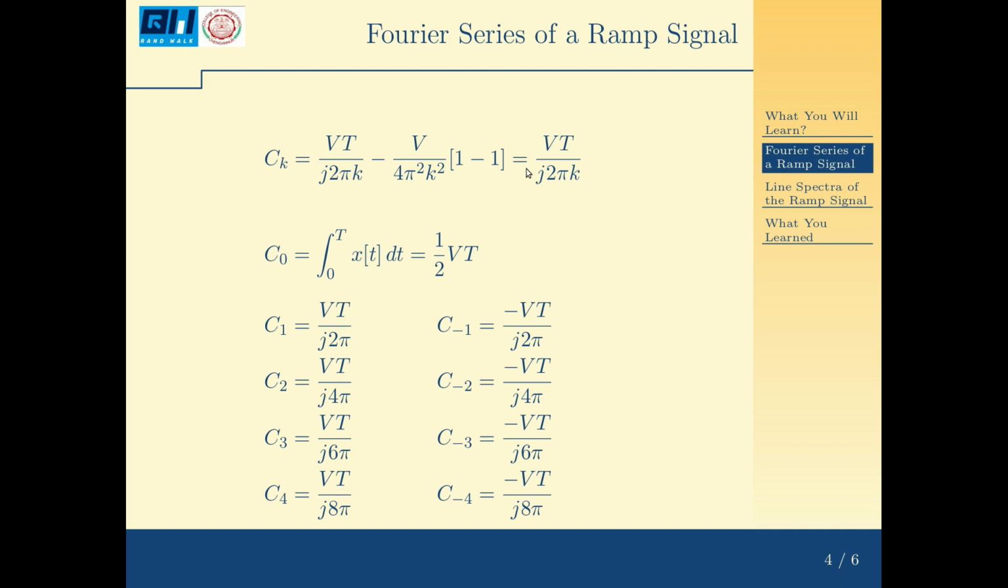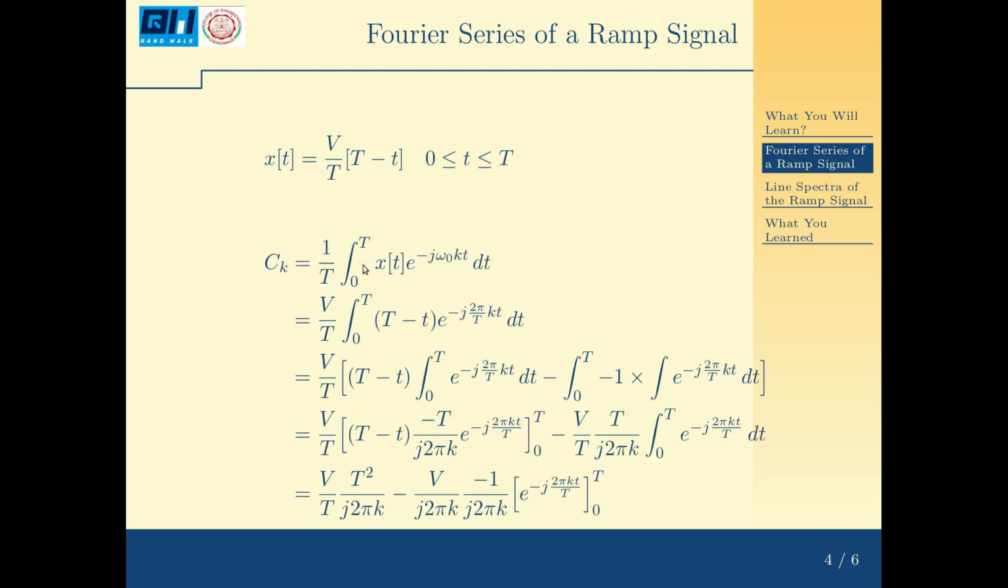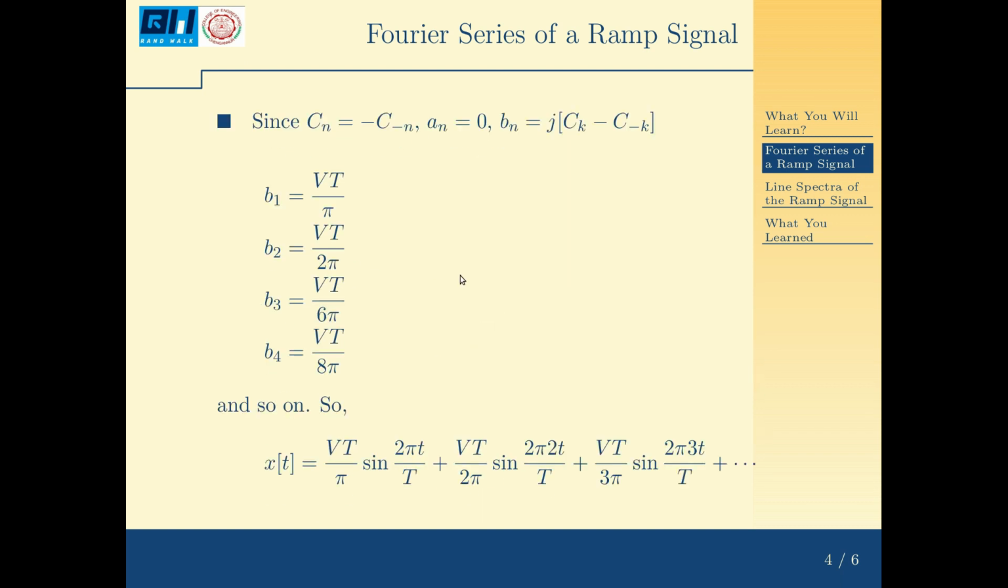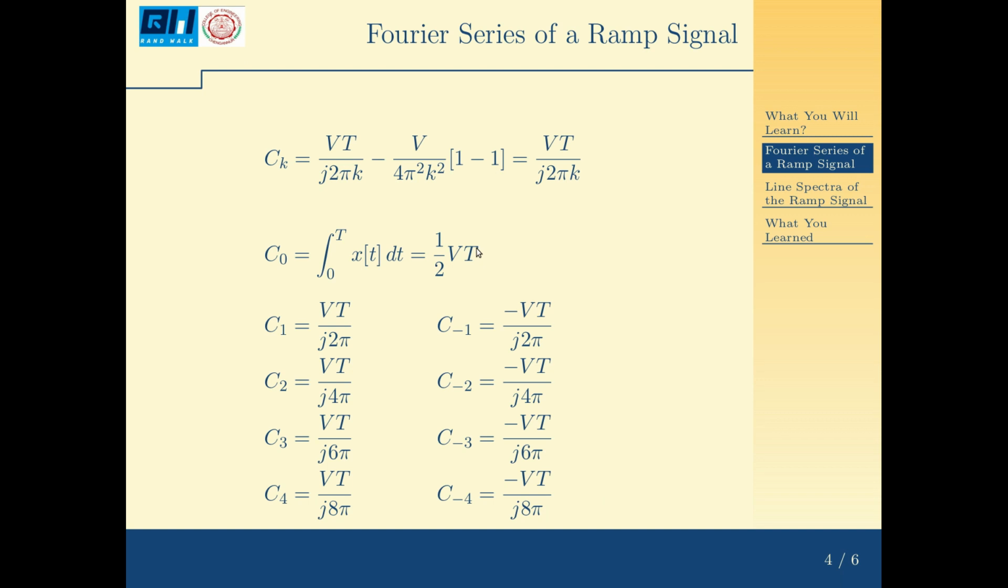So I have to do a separate integration for finding C0, that is the integral from 0 to T of x(t) dt, that is the area under the curve x(t). What is the area under the curve? This is a triangular signal with a height V and width T, so half of VT is the area under that curve, and Ck is VT by j2πk.